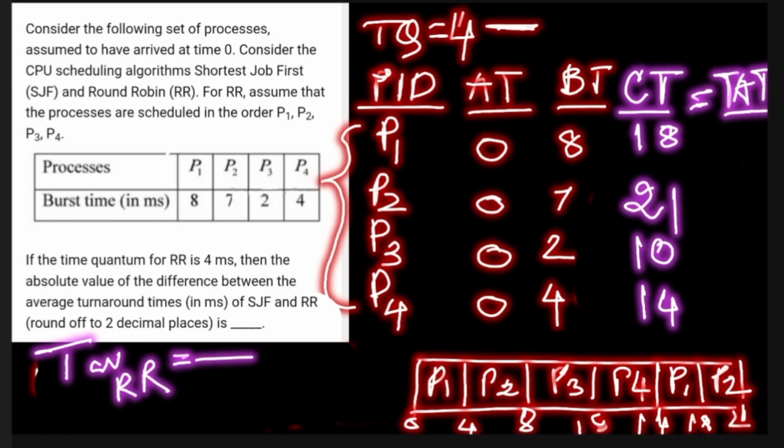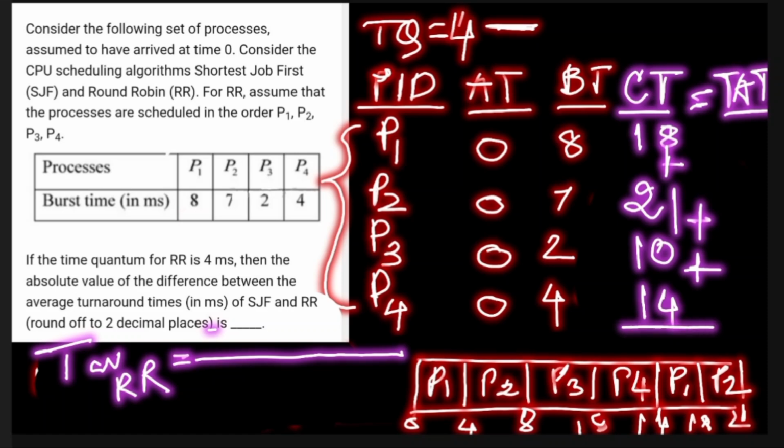We have to find the average turnaround time for round robin scheduling. It is 18 plus 21 plus 10 plus 14 divided by 4. So what will be the value? The value will be 15.75.